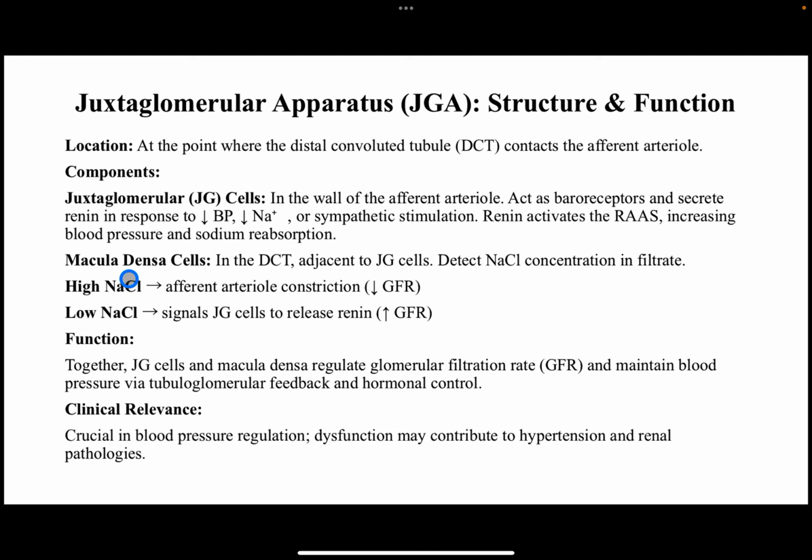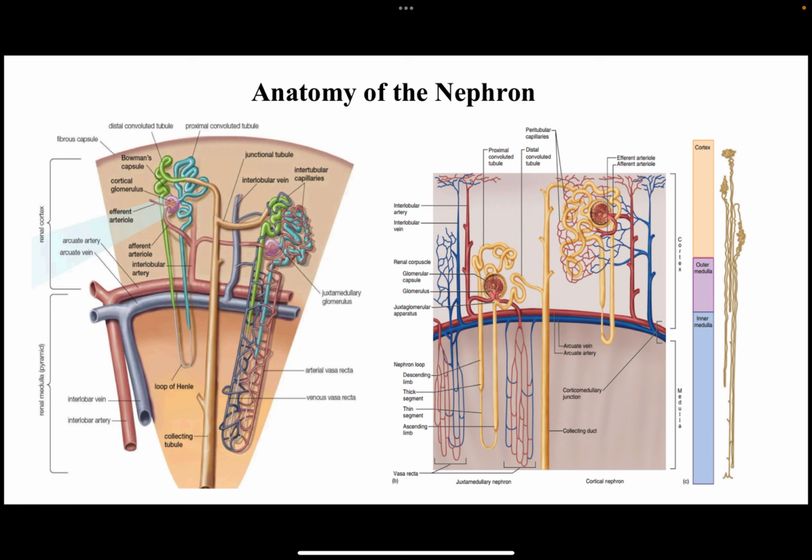So in high sodium levels, afferent arterioles will constrict. In low sodium levels, the macula densa signals the juxtaglomerular cells to release renin. Then in the end, glomerular filtration rate would increase. Now together, the juxtaglomerular cells and the macula densa cells regulate glomerular filtration rates and maintain blood pressure via the tubuloglomerular feedback and hormonal control. The relevance is that this is very crucial in blood pressure regulation because dysfunction may contribute to hypertension and renal pathologies. So basically that is it.